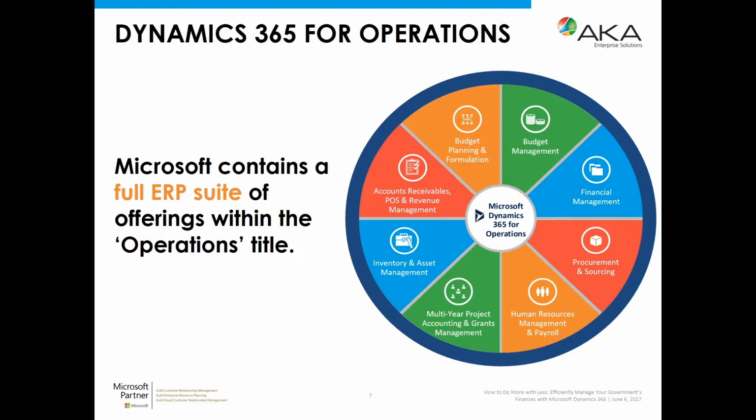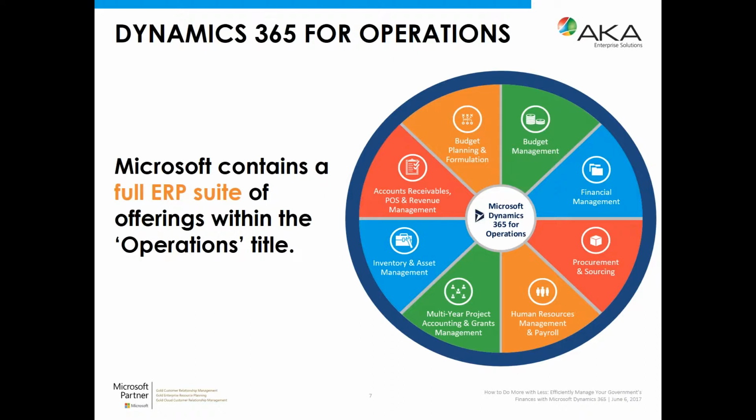So let's take a closer look at the operations wheel here. If we start with the orange at the top left, we have budget planning. Budget planning and formulation is the complete budget planning process that all state and local governments go through, which usually includes an initial request, a preliminary budget, and then finally an adopted budget. This budget is then used for budget management, which controls expenditures based on the organizational requirements.